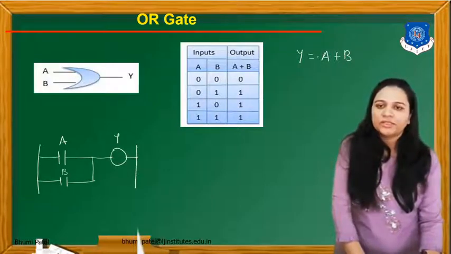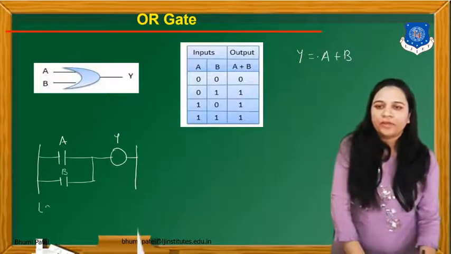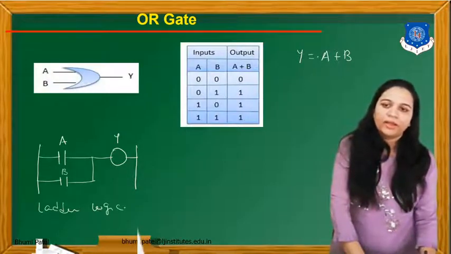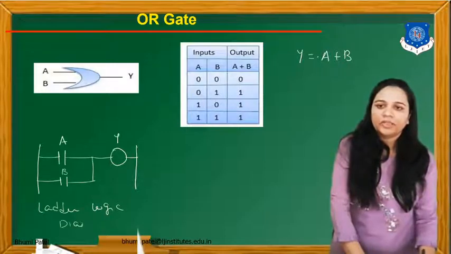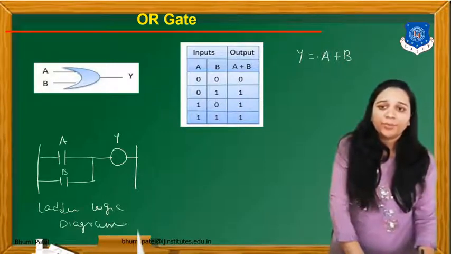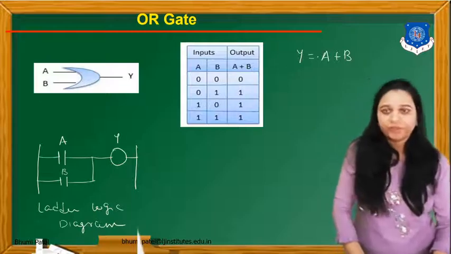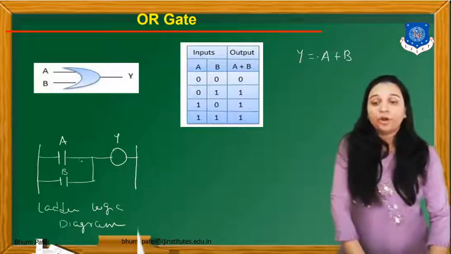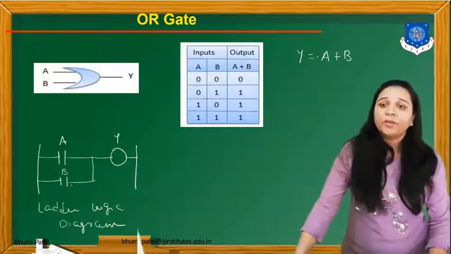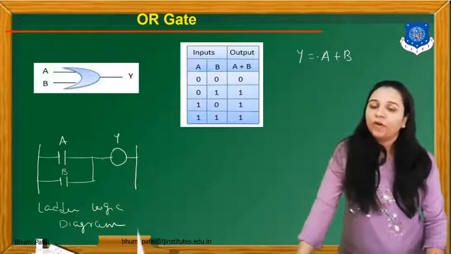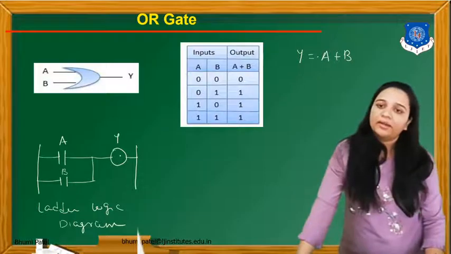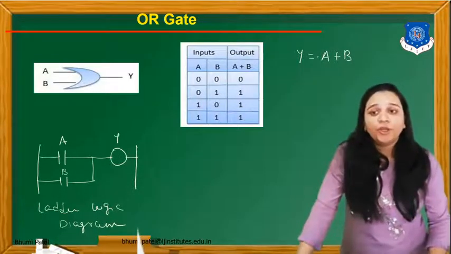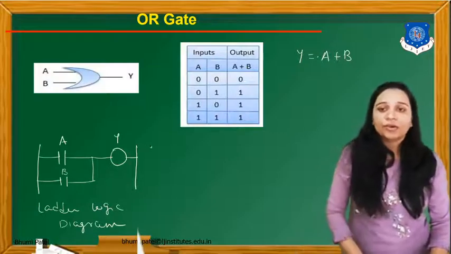Here you can see that when we deal with the OR gate in the ladder logic diagram, we put the input signals in parallel connection, because whichever input is on, we get the output. If A is on, we get the output. If B is on, we get the output. If both inputs are on, we also get the output.